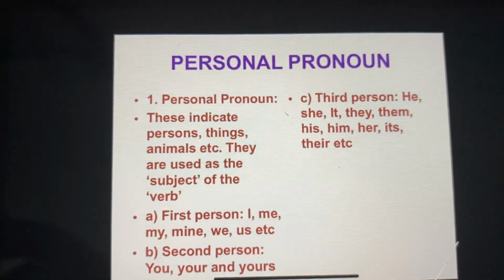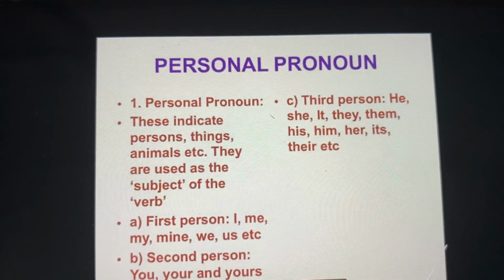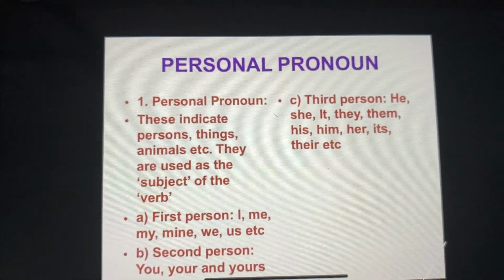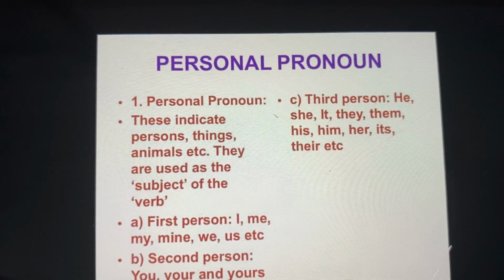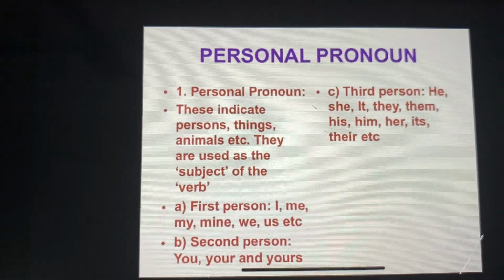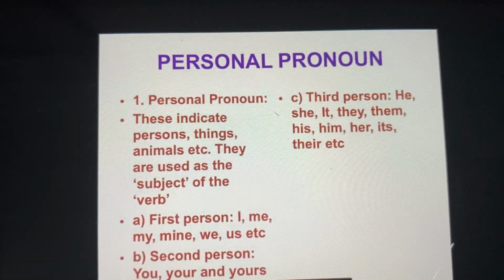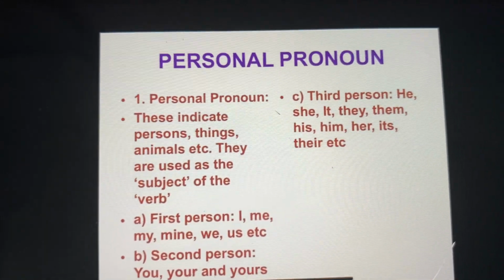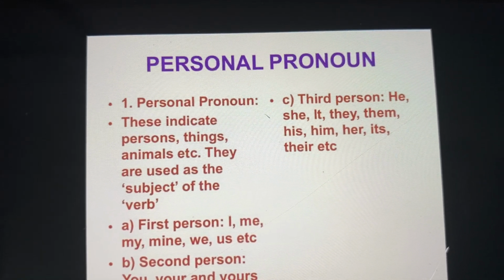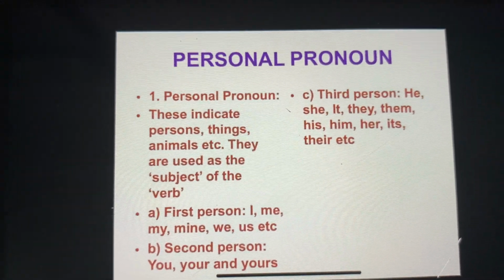What are personal pronouns? Now this word personal, that is related to something very personal. Now personal pronouns indicate persons, things, animals, etc. They are used as the subject of the word. So now a very important part of personal pronouns is that we are talking about persons over here. It includes first person, second person and third person.